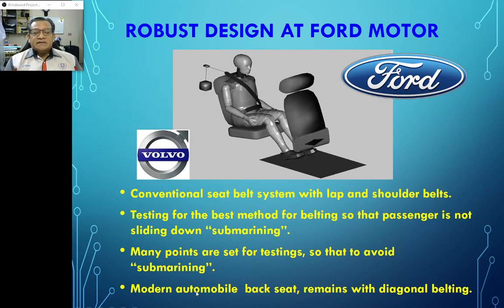Okay, the bottom line is, in the current automobile back seat, what is normally left is the diagonal belting on the left and right of the passenger, whereas the central passenger sitting at the back seat remains with the lap belt for protection. Okay, so that is the robust design at Ford Motor that we are discussing in this chapter 12 on robust design.